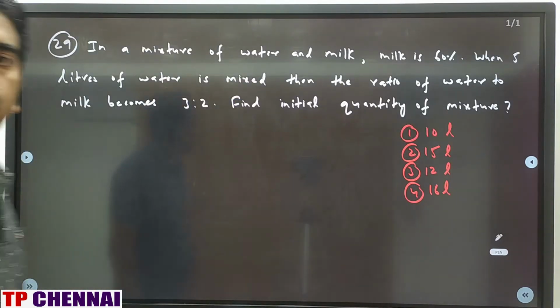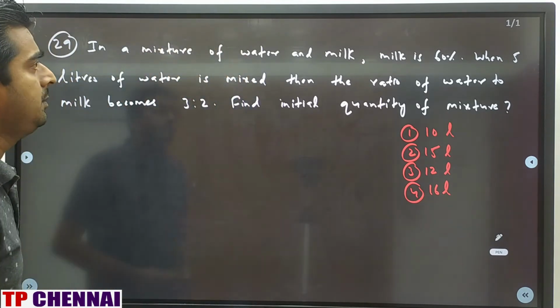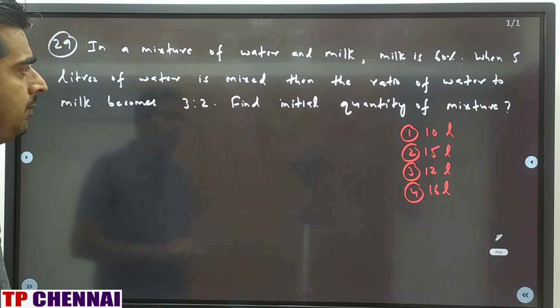So I hope you are clear with the previous one. Now we'll see the next one. In a mixture of water and milk, milk is 60%. When 5 liters of water is added, then the ratio of water to milk becomes 3:2. Find the initial quantity of the mixture.